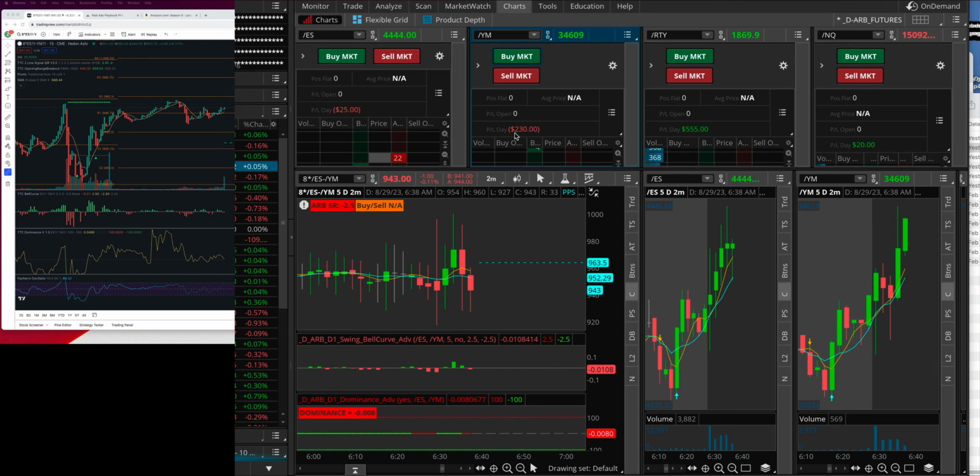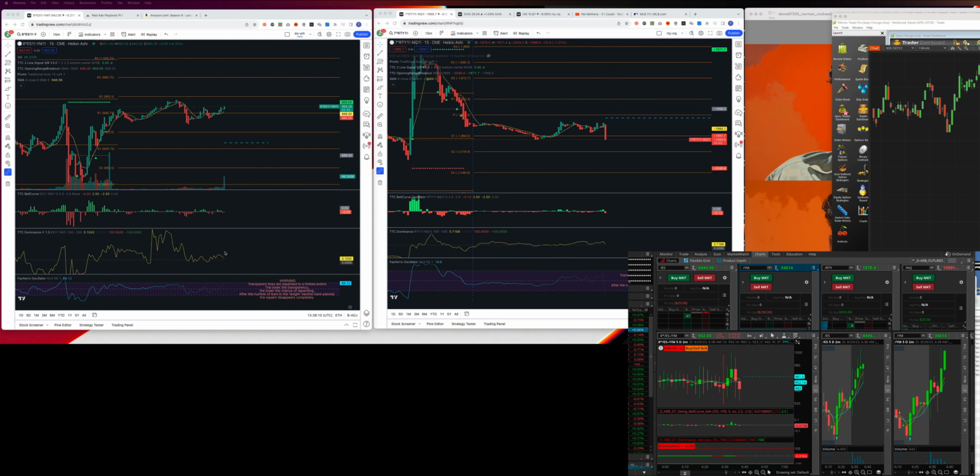So we're down 250-ish on this one. Let's just see what it'll do. So the dominance is coming down now on it. The bell curve is red.